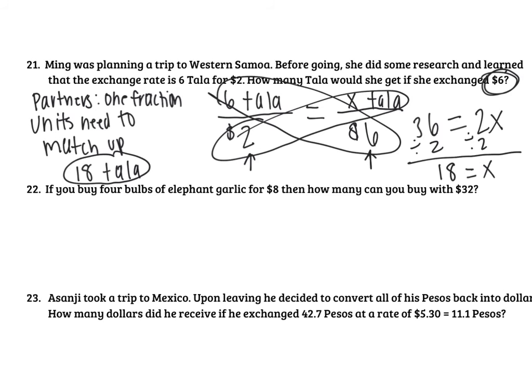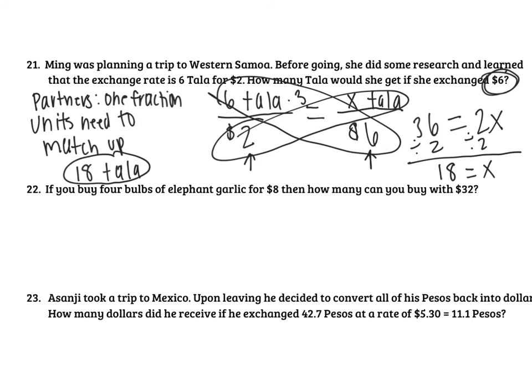Okay, so be careful. Make sure you remember units if it's a story problem. And then go back and make sure it makes sense in the context of the problem. So if we think about this one, 6 tala is $2. I now have $6, so I'm multiplying everything by 3. 6 times 3 is 18. So it makes sense that I would have 18 tala if I have $6.